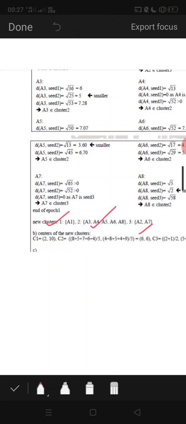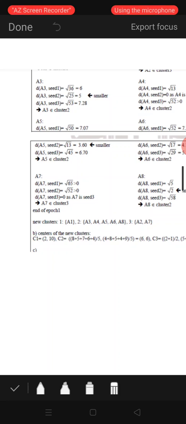Then the next step is very simple. Once you mention that, you have to calculate the new centroids. Simple: all the x-axis values divided by the total number of elements, and all the y-axis values divided by the total number of elements. Here we are lucky because A1 is A1 only, so it is the same, 2, 10.